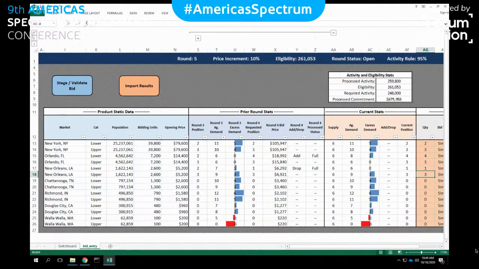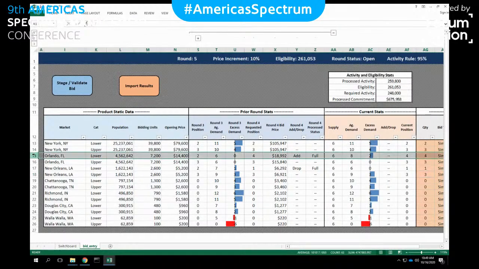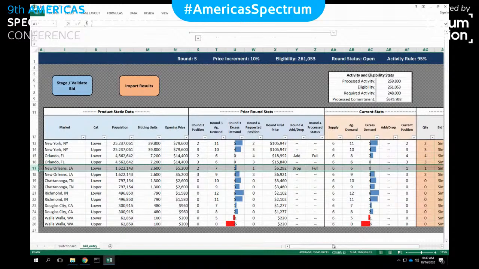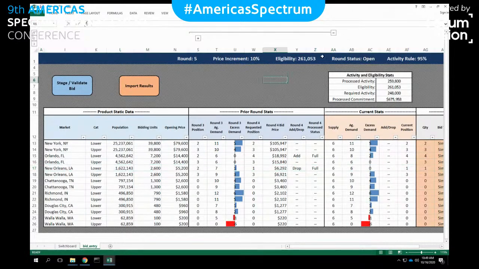Okay, so now we can see that our bid actually was fully processed. We were the person who set supply equal to demand in New Orleans. Our drop was processed, and those bidding units were freed up.